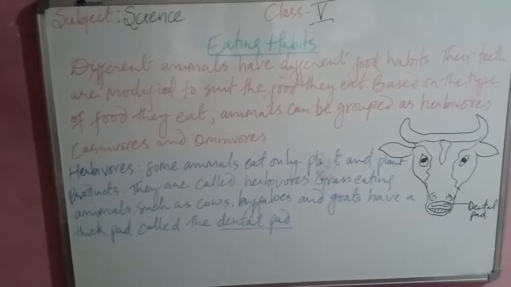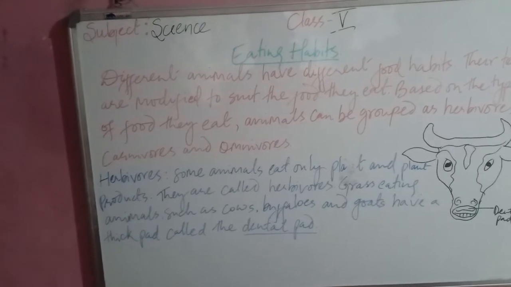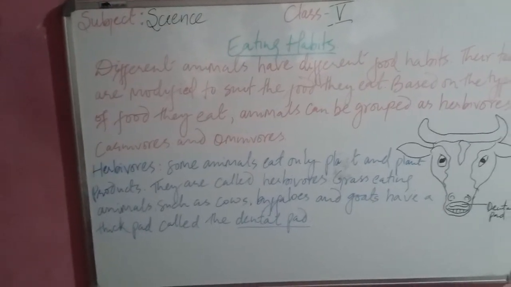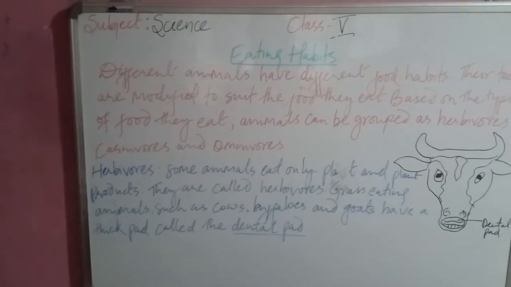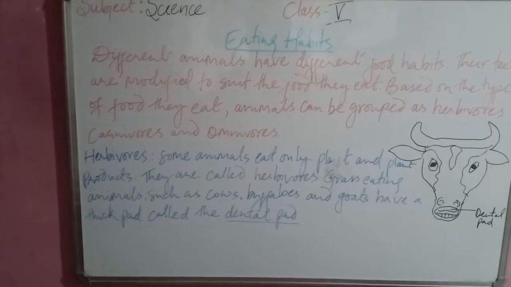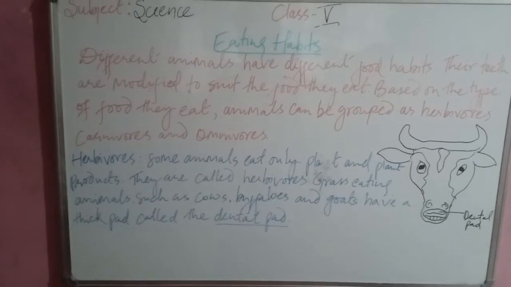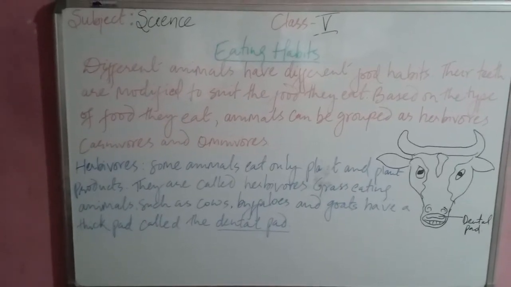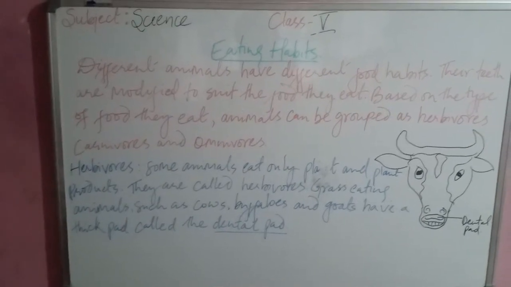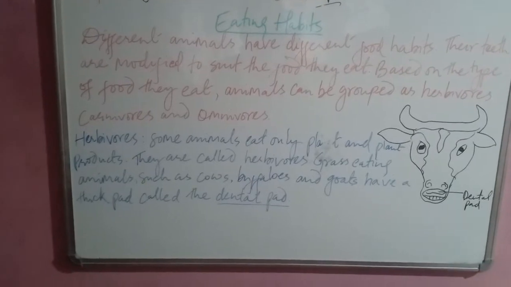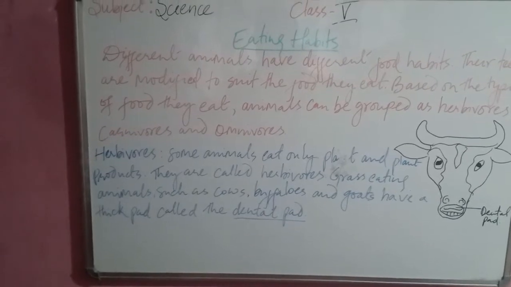Their teeth are modified to suit the food they eat. Based on the type of food they eat, animals can be grouped as herbivores, carnivores, and omnivores. So the first category we have is herbivores. Some animals eat only plants and plant products. They are called herbivores. Grass-eating animals such as cows, buffaloes, and goats have a thick pad, which they have mentioned in this diagram here, called the dental pad in the upper jaw and sharp incisors in the lower jaw.